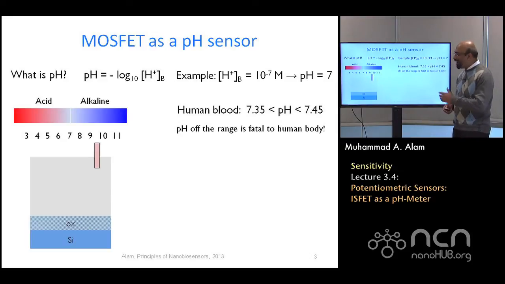So how does it work? How does a simple MOSFET, which is in our iPhones, and we carry billions of them in our pockets, all of a sudden sense the acidity of orange juice? How does it do so? Actually, it turns out to be pretty simple.